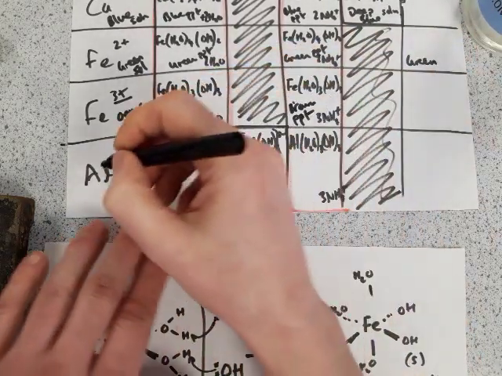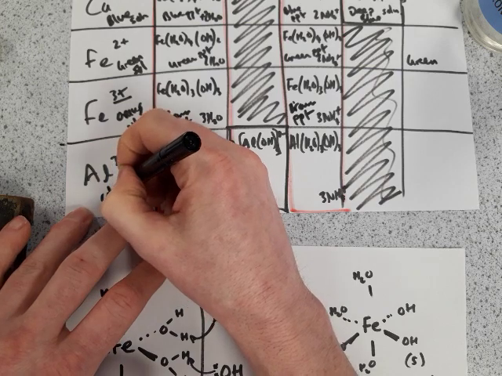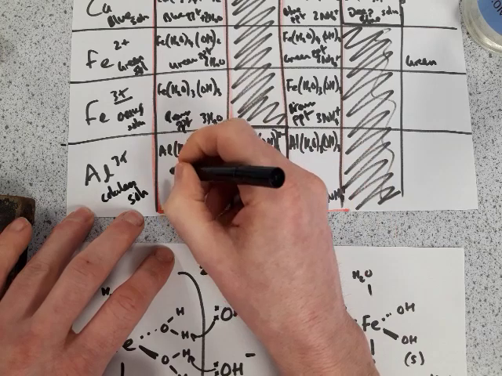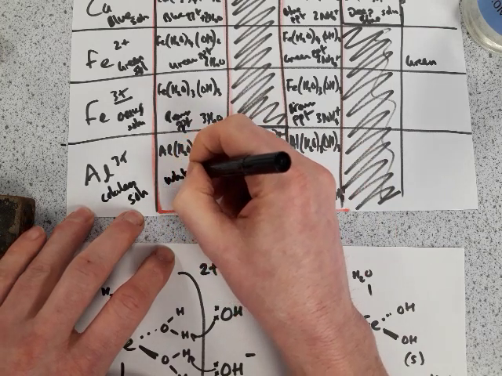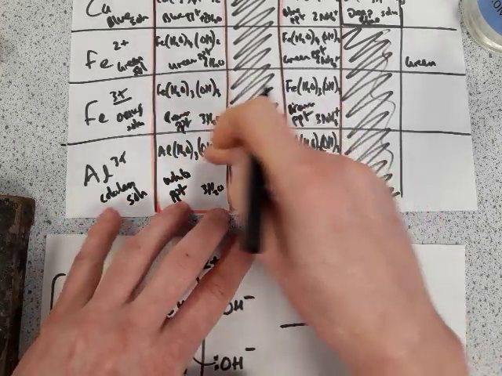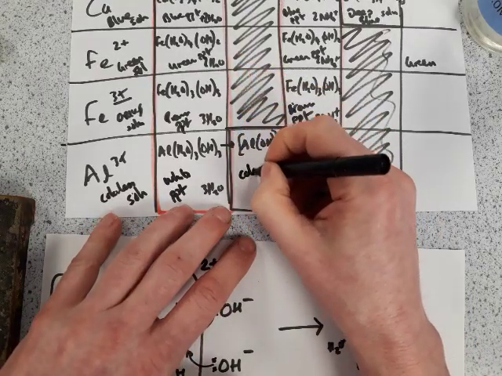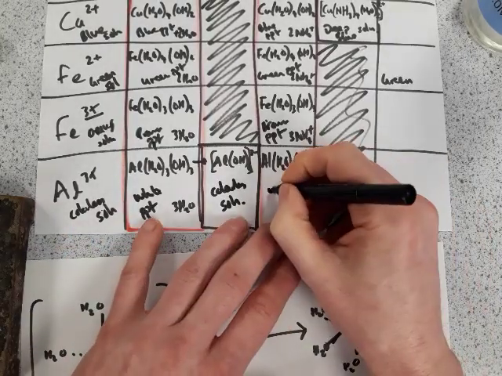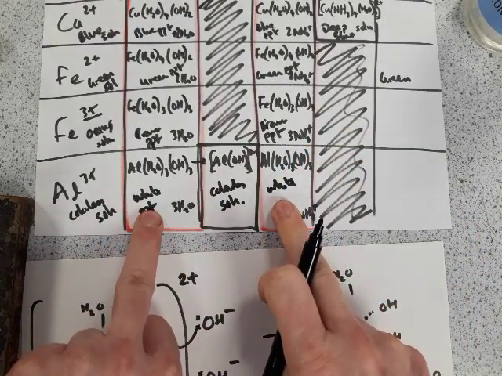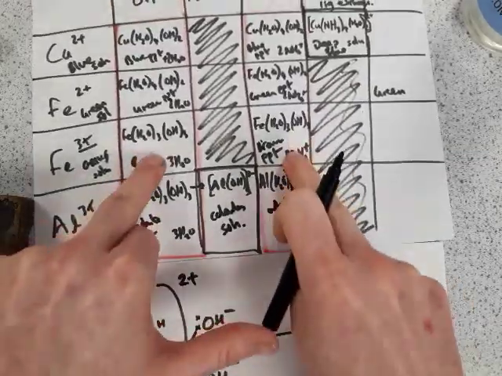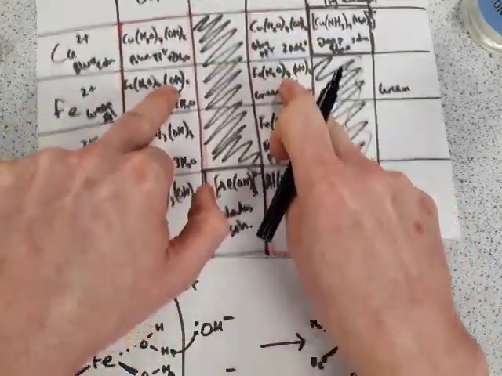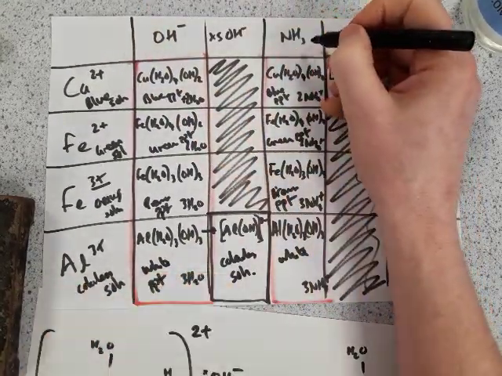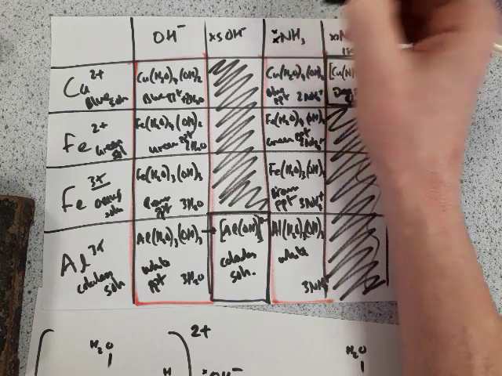Aluminium's cool, I like this one. Solution, colourless, because it's not a transition metal. Colourless solution. Then a white precipitate, which then dissolves if you keep adding OH- to make a colourless solution. And this is the same white precipitate as in this column. They're the same, regardless of whether you add hydroxide or ammonia, because they're both bases.